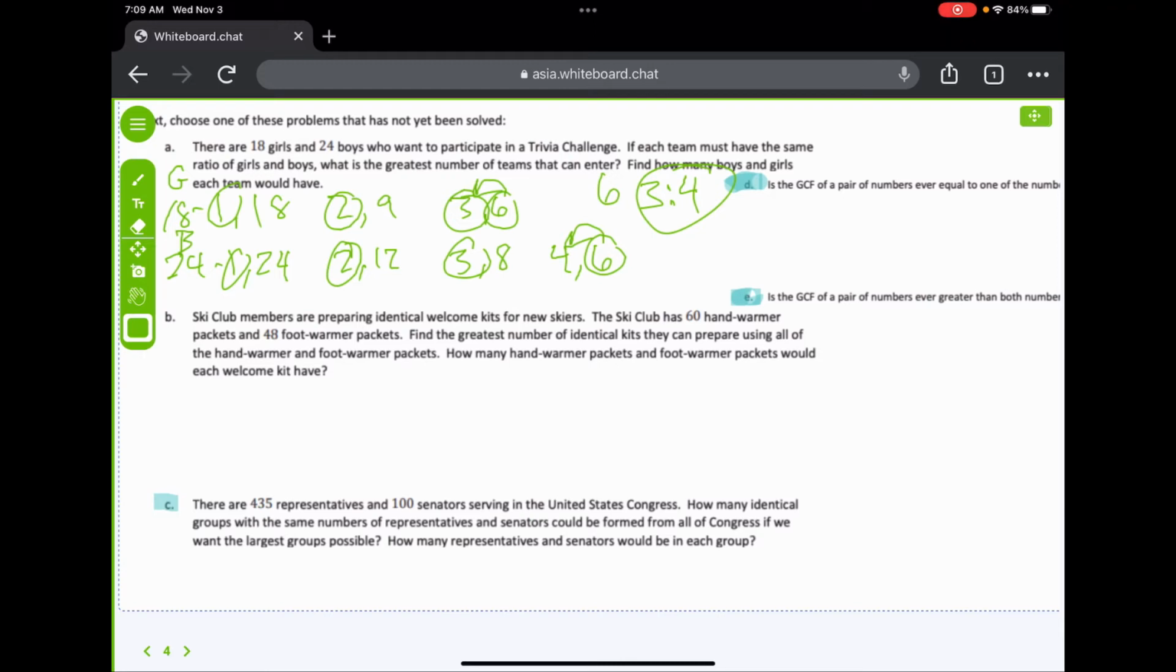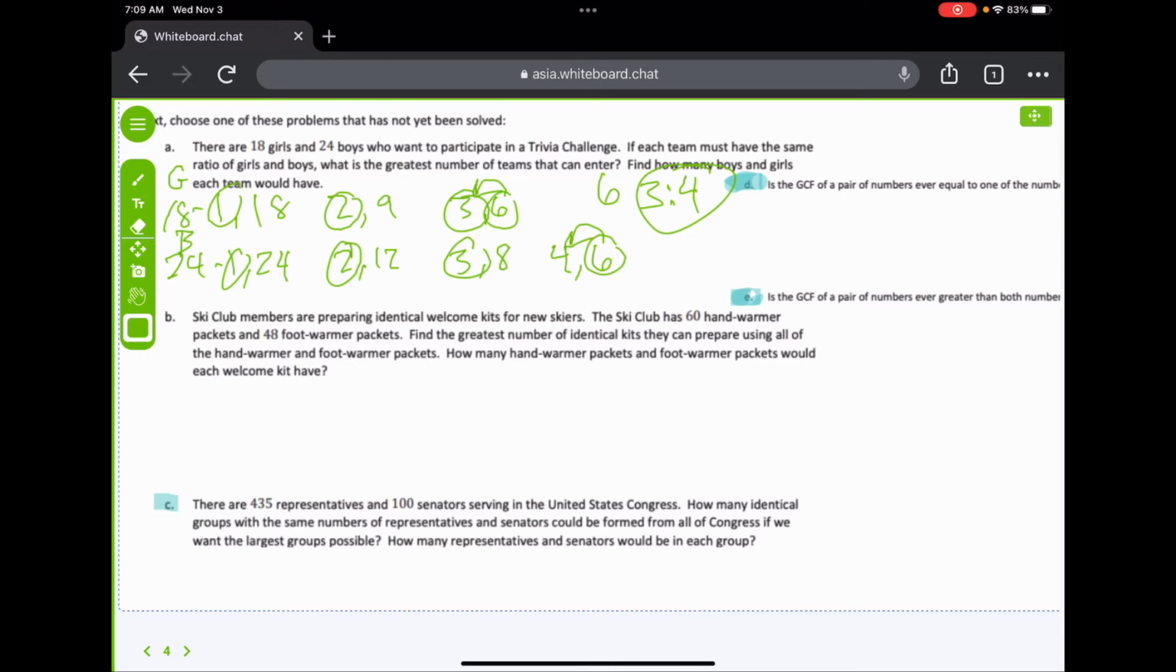Okay, let's do another one. B. Ski club members are preparing identical welcome kits for new skiers. The ski club has 60 hand warmer packets and 48 foot warmer packets. Find the greatest number of identical kits they can prepare using all the hand warmers and foot warmer packets. So since they've got a different number, they want to use as many as they can, but still be fair. Okay, give everybody the exact same. How many hand warmer packets and foot warmer packets would each welcome kit have?